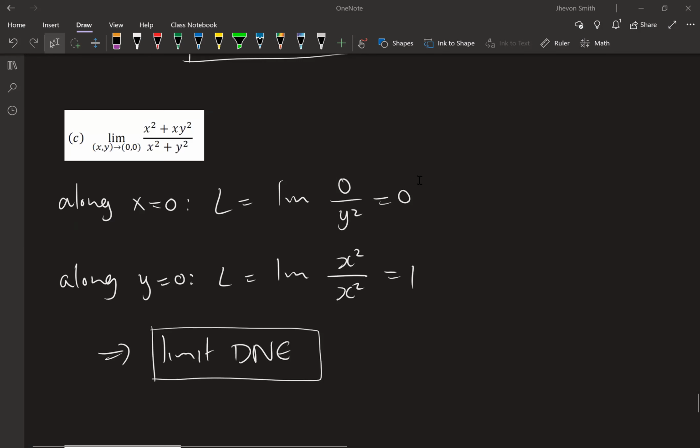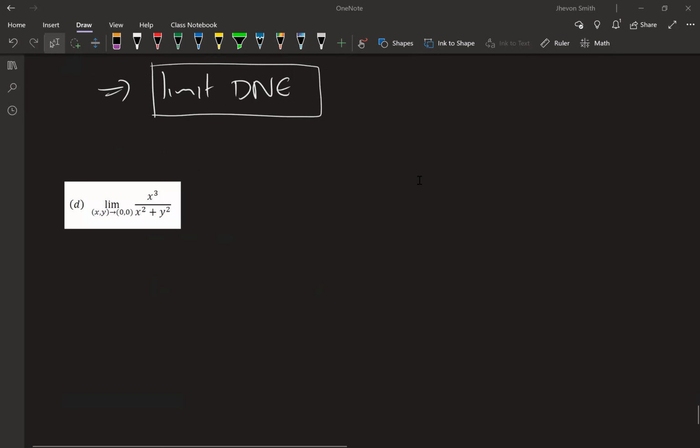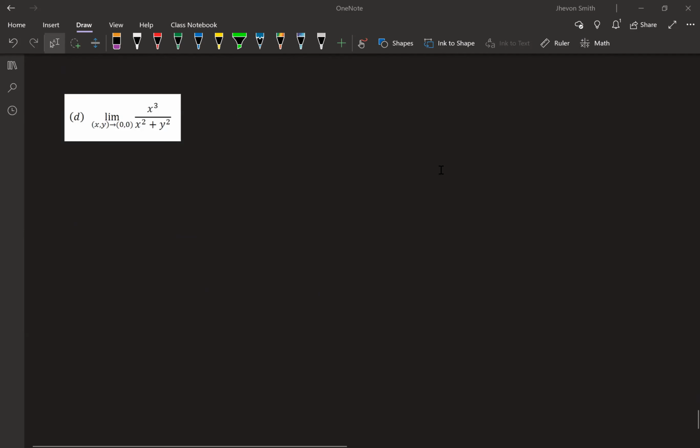Oh, I'm not sure what long way you were talking about, but anyway, for D, the limit as (x, y) approaches (0, 0) of x cubed over x squared plus y squared, does it exist or not exist? Right, this one actually exists.